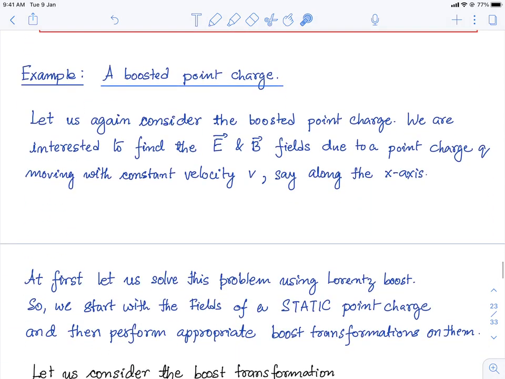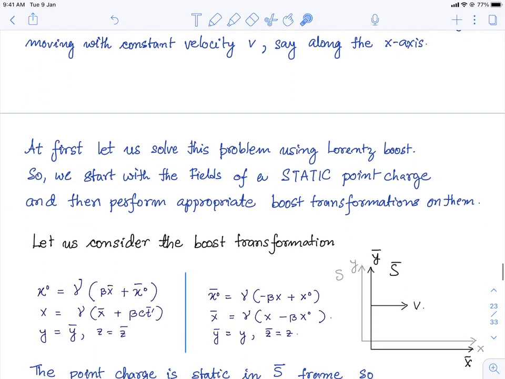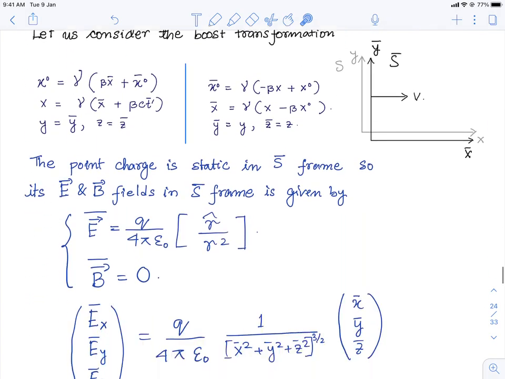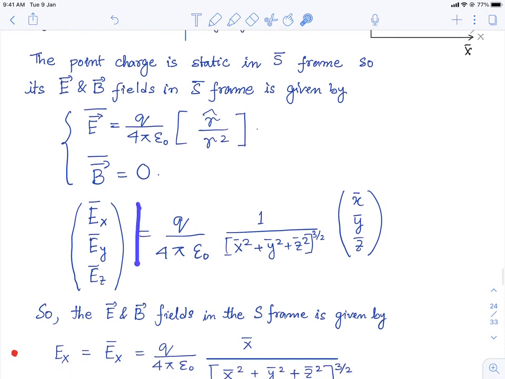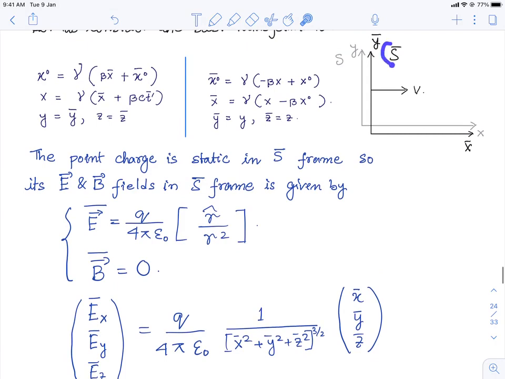Okay, now going back to the boosted point charge, we have done the potential. Now let's look at the fields. If we look at the fields, then we know that this is the electric field of a point charge, and the magnetic field is 0, of course. So I can write out the components of the electric field, Ex, Ey, Ez. Again, in the S prime frame, the charge is stationary at the origin, let's say. So from the point of view of the S frame, there's a charge which is moving along the x direction at a constant velocity v. Okay, that is the scenario.